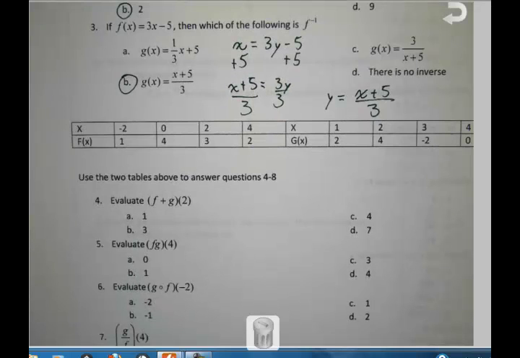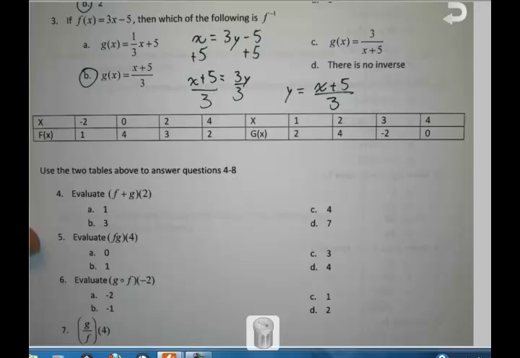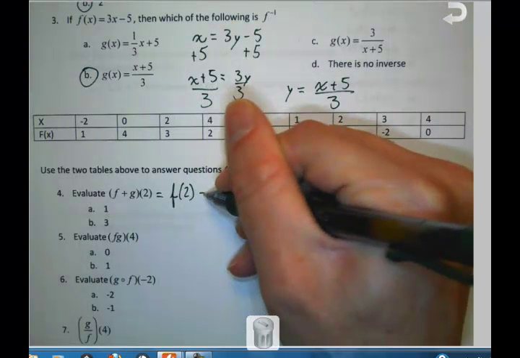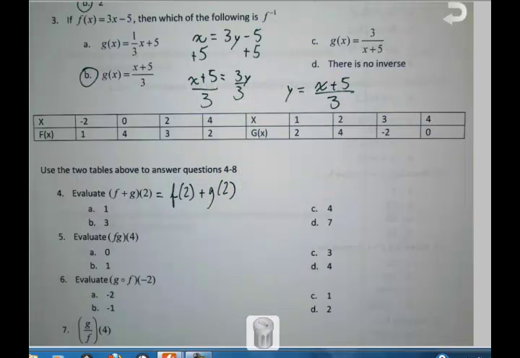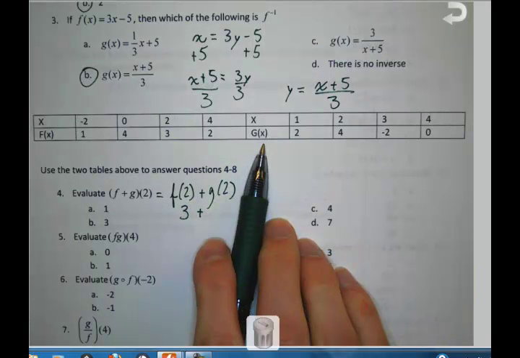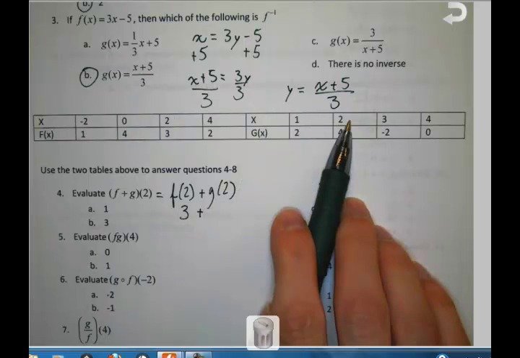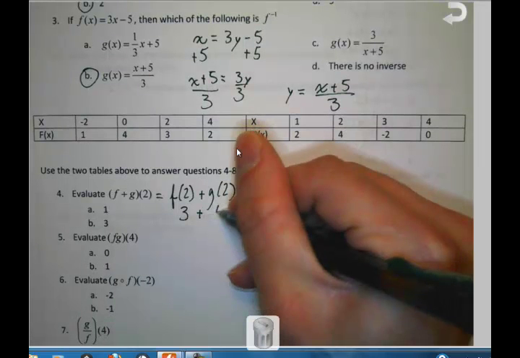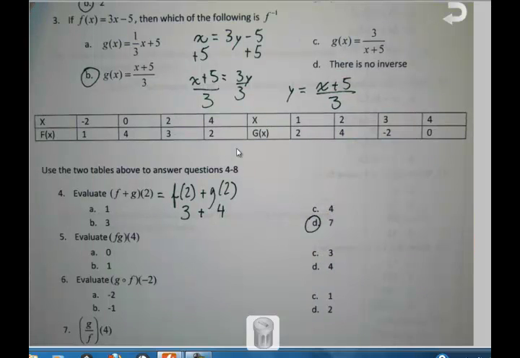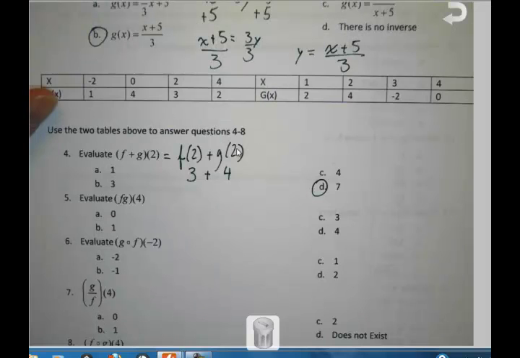Okay, for the next set of questions, you are expected to use the table to evaluate the answers for questions 4 through 8. Now, first thing you had to recognize is that the function of a sum is the sum of its functions, and so you were going to find f of 2 plus g of 2. Well, I look at my f function, and where x is equal to 2, f of 2 is 3. And where I look at my g function, where x is 2, g is 4. And if you can't do 3 plus 4, you need to not be in high school. Correct response was 7.